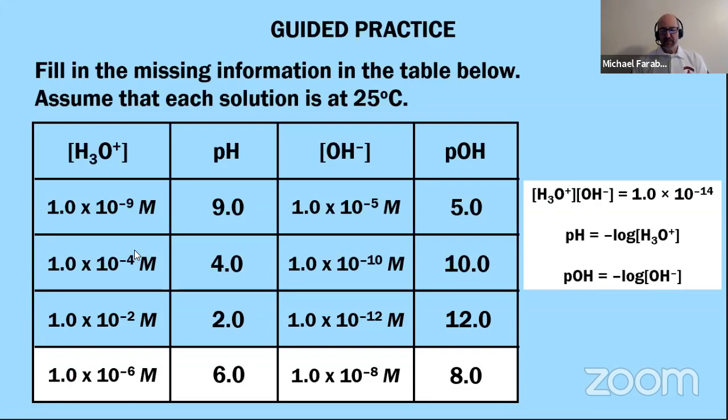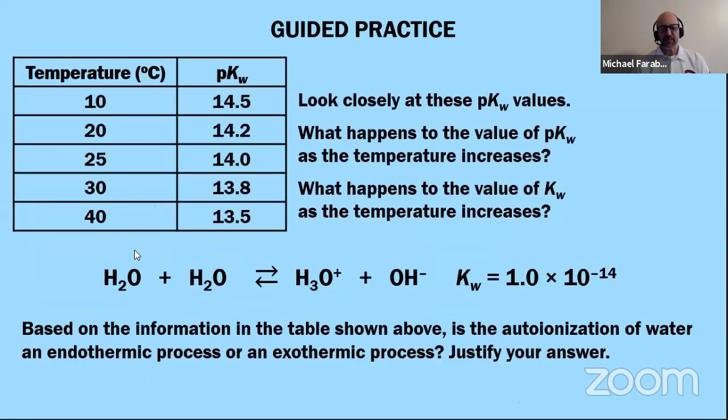All right, now, as promised, we're going to talk more specifically about temperature and pH, and we'll get back to that problem I showed you earlier with the 3 flasks at different temperatures of pure water. So take a moment to process the information in this table. You'll notice that we have something called the pKw. Again, that's the negative log of the Kw. So I ask you to look closely at these pKw values.